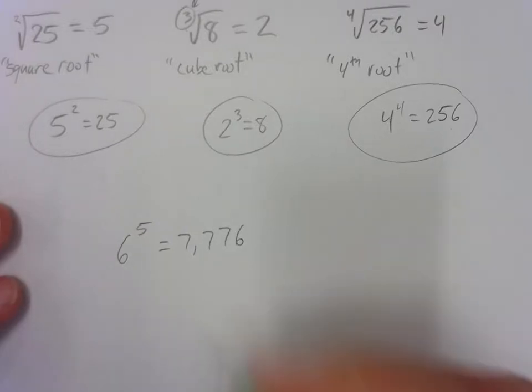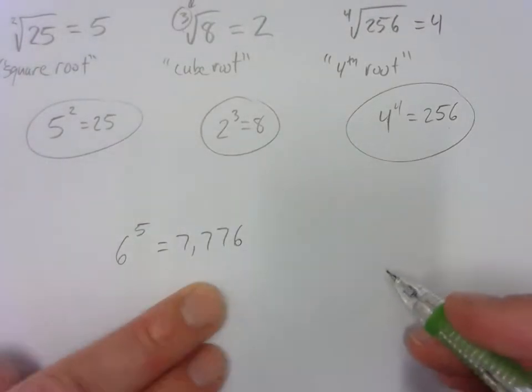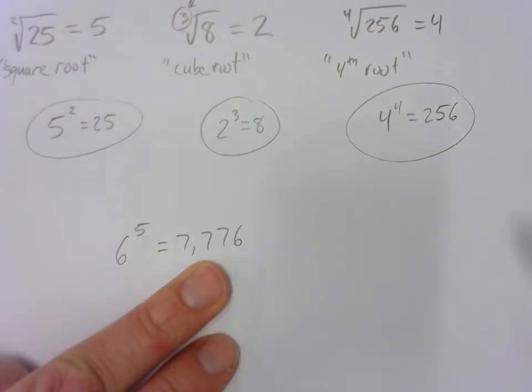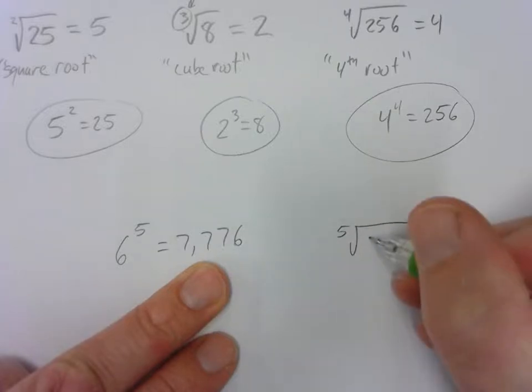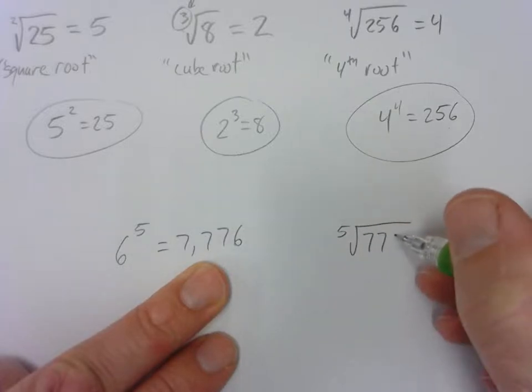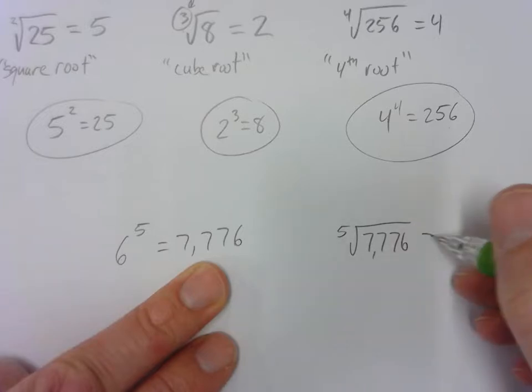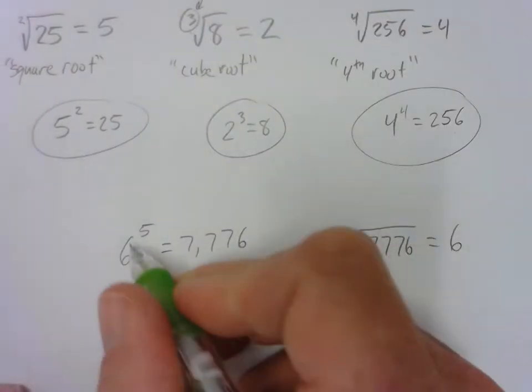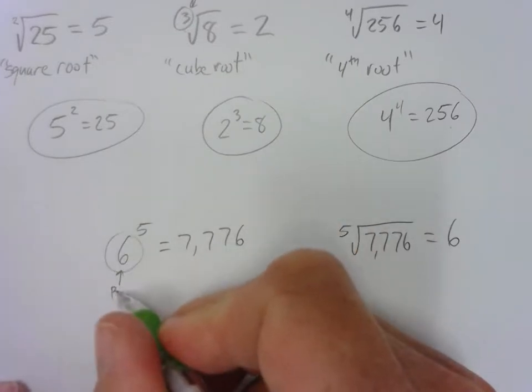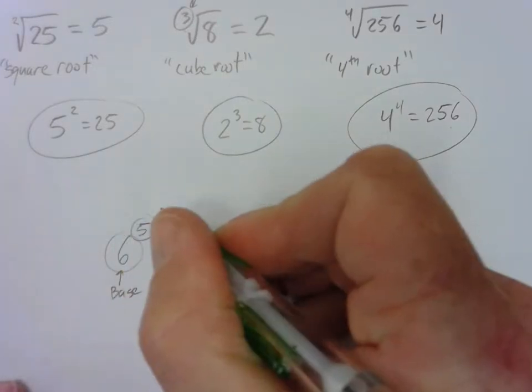So then you could turn this into one of these index things with the radical symbol. It would be the 5th root of 7,776, and that would be equal to 6. So what you're doing every time is you're looking for the base. Remember, this is called the base, and then this is called the exponent.